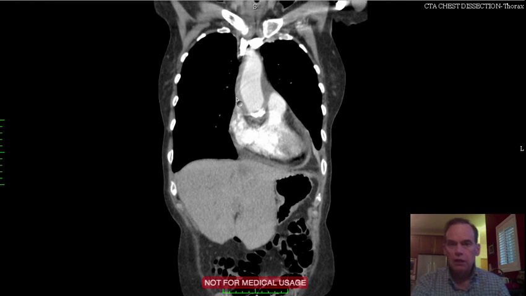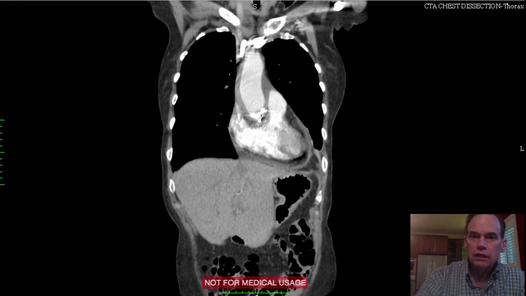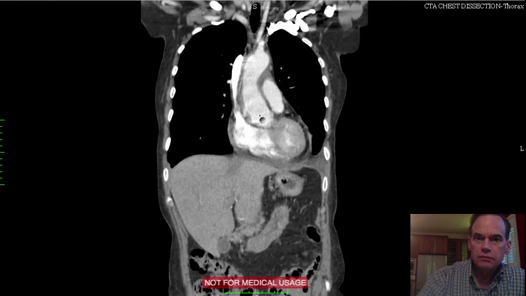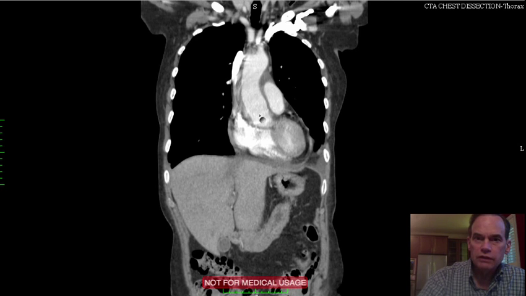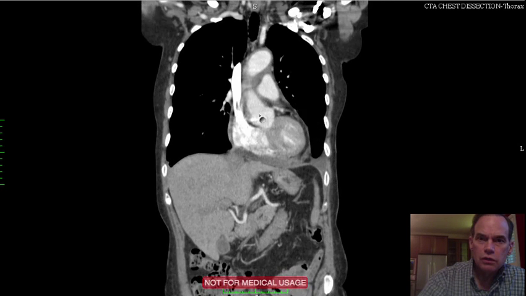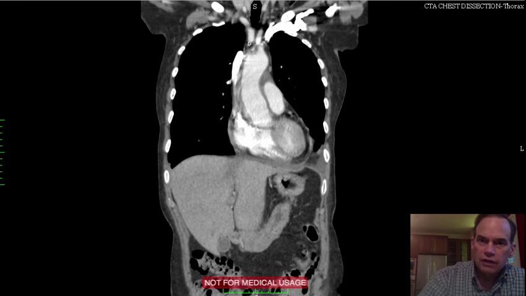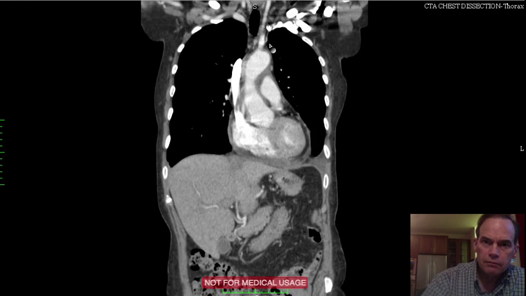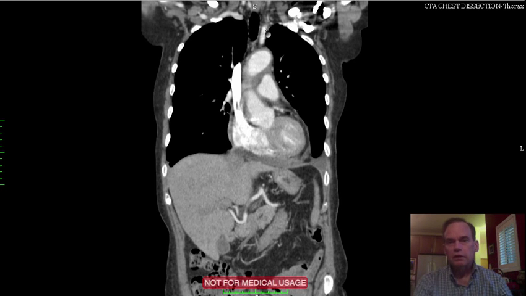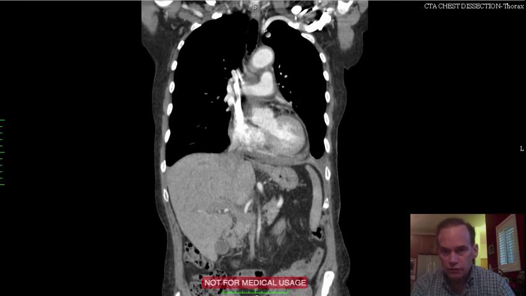Here you have the calcification in the root of the aorta, right near the aortic valve. And here you can see the great vessels coming off the aortic arch: brachiocephalic artery, left common carotid artery, and left vertebral artery, or rather left subclavian artery. Left subclavian artery in turn gives off the left vertebral artery.